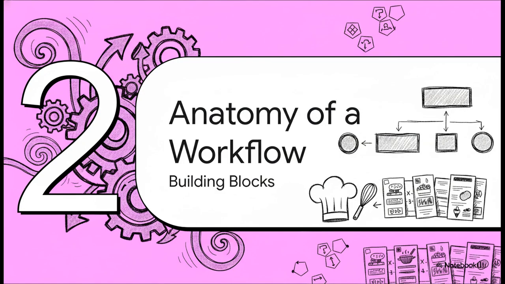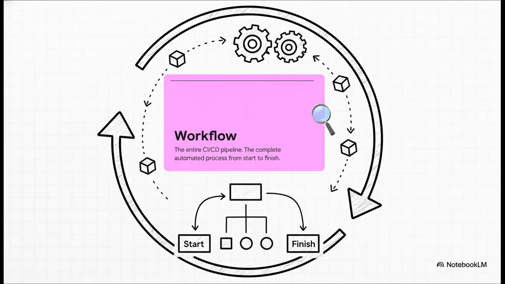Okay, so now that we get the why, let's get into the what. We're going to break down the anatomy of a workflow. The best way to think about it is like a recipe. You've got the whole recipe, then you have the main stages like prep and bake, and then you have the individual instructions, add flour, preheat oven. So at the very top, you've got the workflow. This is the whole shebang, the entire automated process from the moment it kicks off to the very end. It's the container for everything else.